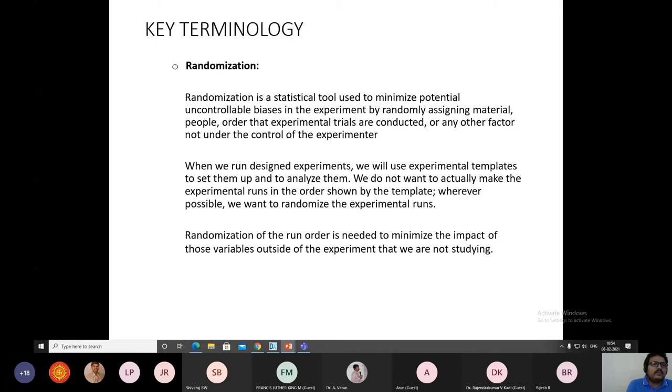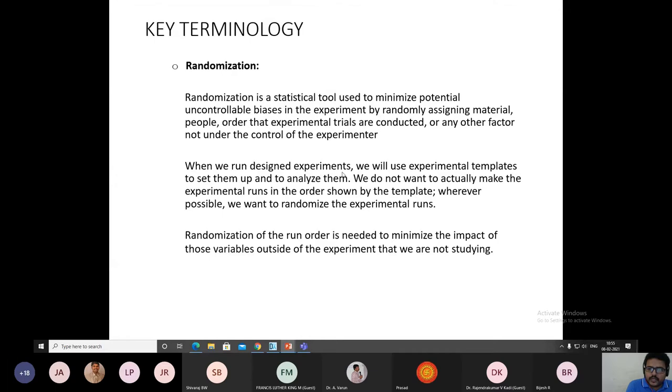Next, randomization. So after developing DOE, I think all of them know how to select a design and how to generate a design, right? So how do we do randomization? That depends upon the experiment you are doing, and that depends upon the experimental setup and the conditions of that particular experiment, right? We do randomization. What is randomization? Randomization is a statistical tool used to minimize potential uncontrollable biases in the experiment by randomly assigning material, people, or the order in which experimental trials are conducted, or any other factor not under the control of the experimenter.